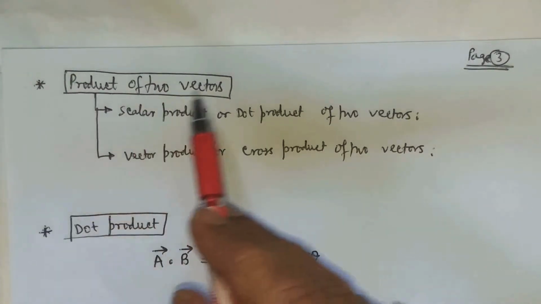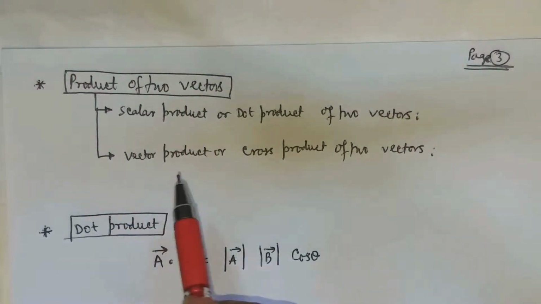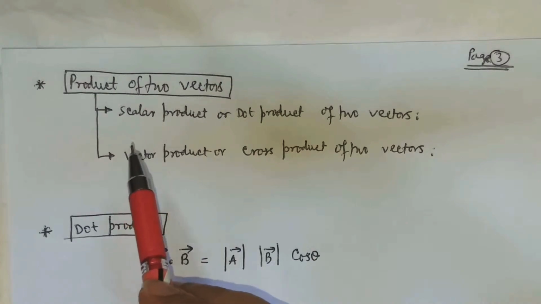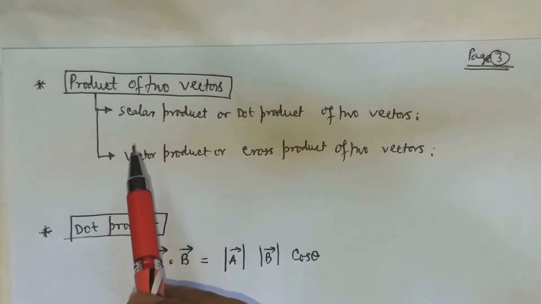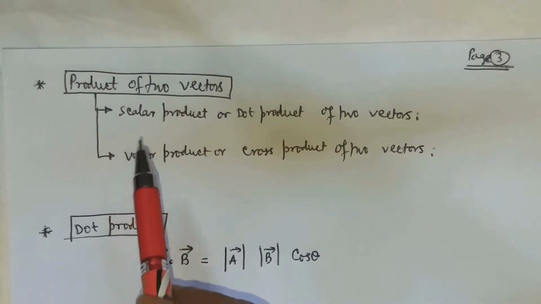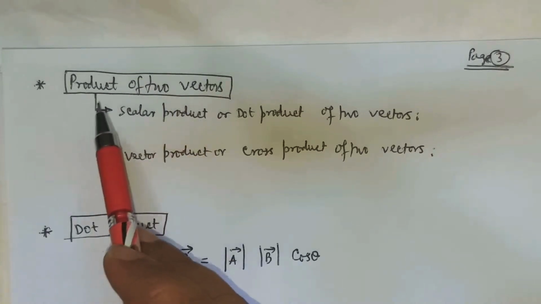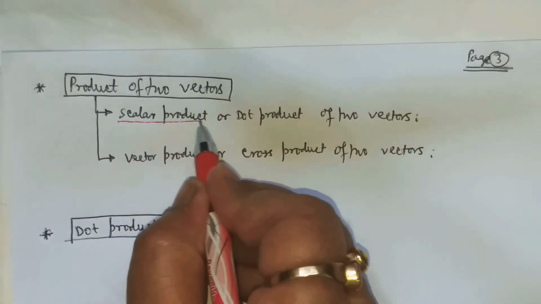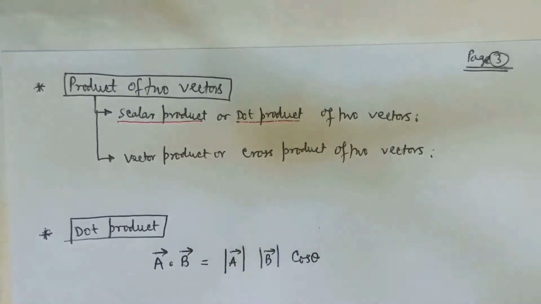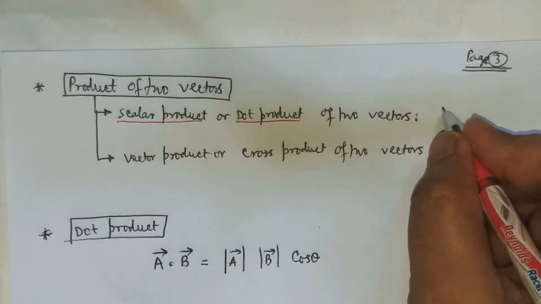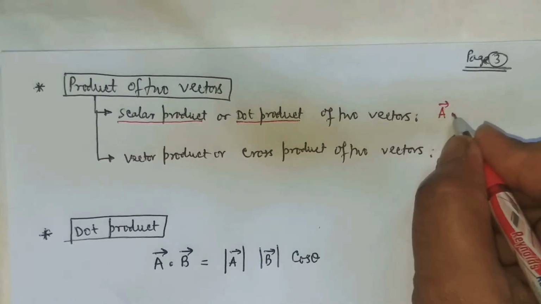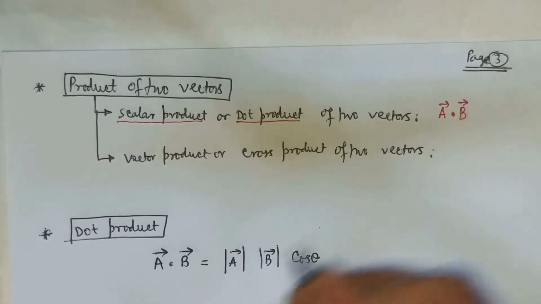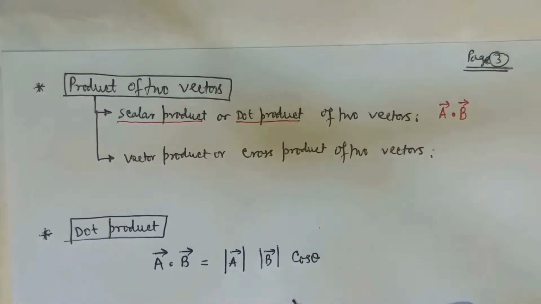In case of product of two vectors, there are two types of products. We do not call it multiplication because multiplication stands for two real numbers. But for vectors, we use the word product. First one is the scalar product, also called the dot product, because if two vectors A and B are there, we boldly put a dot in between them, and therefore it is written as dot.